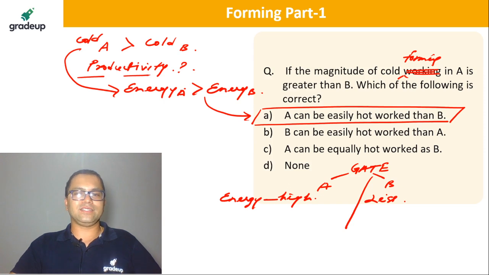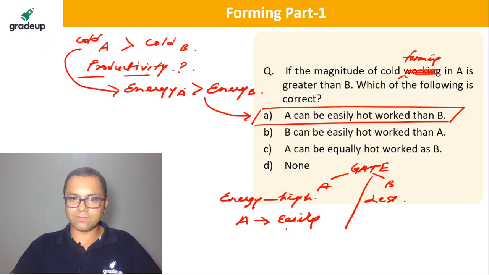A has high energy, B has less energy. So I think that, what? A is going to easily work, right? A is always going to easily work for GATE, right? Because it already has high energy.